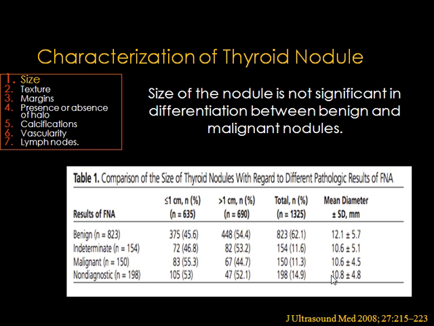We can see in this study 150 nodules reported as malignant on fine needle aspiration. 83 of them were less than 1 centimeter, whereas 67 of them were more than 1 centimeter. On the other side, 823 were diagnosed as benign. Almost 45% of them were less than 1 centimeter, and the other 55% were more than 1 centimeter. The mean diameter of the benign nodules was 12.1 millimeters, and of the malignant nodules was 10.6 millimeters. So the size of the nodule is not significant in differentiating between benign and malignant nodules.